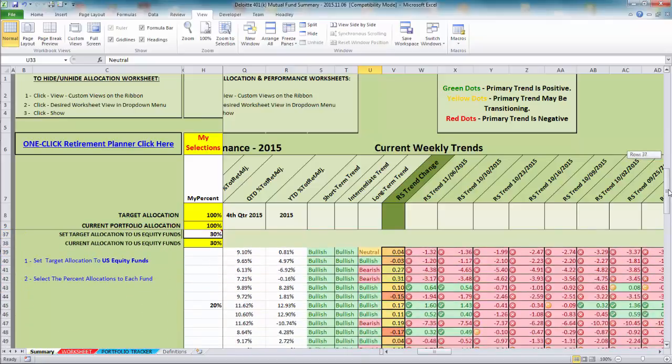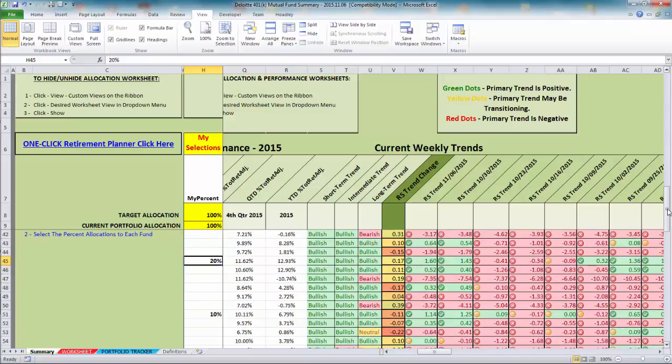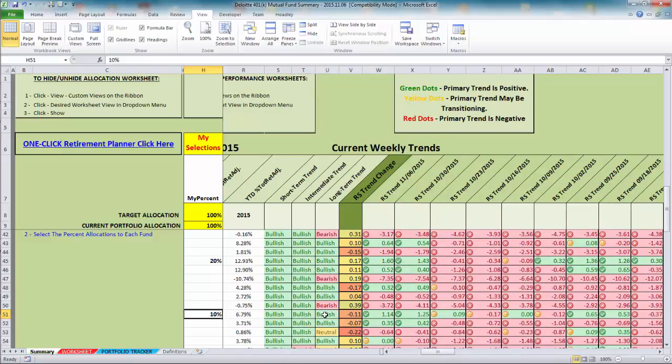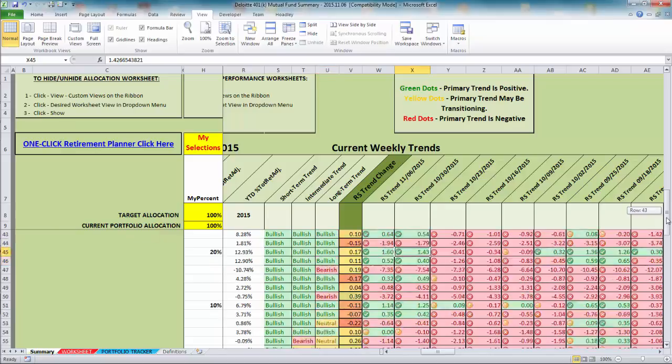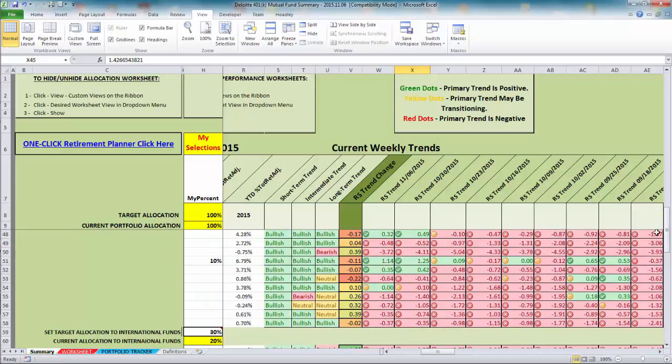Our U.S. Equities, we have a 30% target allocation. We currently have 20% invested in this fund, and we have 10% down in this fund. And what we're seeing is that we have a green light and then 3 green lights to the right, so we're fine, nothing to do there. In this situation, we have 1 green light to the left, 2 green lights to the right, so again, there's nothing to do here, and the allocations are fine.